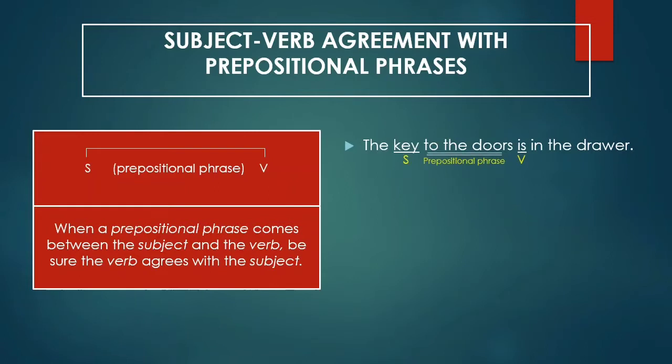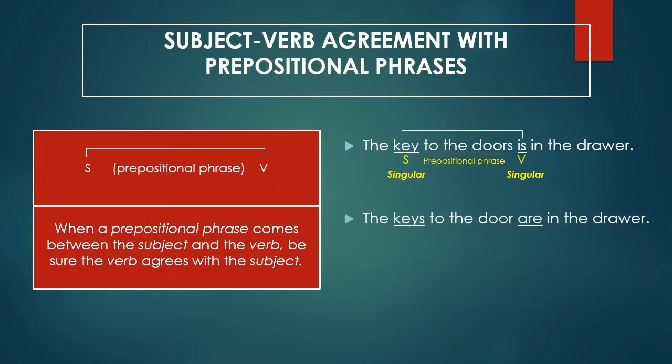Dalam kalimat ini, subjeknya adalah the key. Verbnya adalah is. Ada prepositional phrase to the doors. Kita tetap harus melihat subjek yang terletak sebelum prepositional phrase, the key, yang merupakan singular. Maka verbnya juga harus singular, menggunakan is.